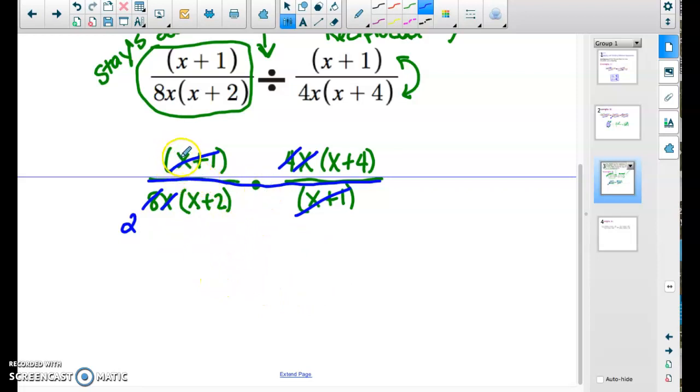I'm just going to go through all of the items on the numerator here and pick out what I haven't crossed off. It's just that x plus 4. And then on the denominator here, we're going to have a 2 and an x plus 2. There we go. There's our final answer.